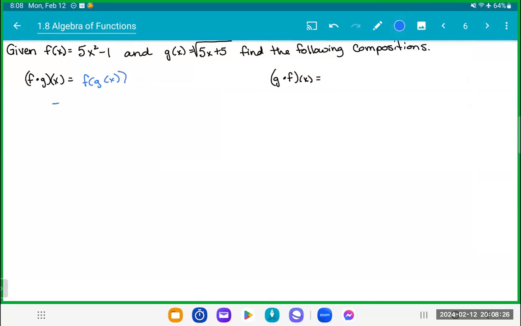So we take f, and we're going to substitute our entire g function in here. We get the square root of 5x plus 5, but that's squared, minus 1. Anytime you square a square root, they cancel each other out. So that leaves me with 5x plus 5 minus 1. So that's 25x plus 25 minus 1, and it'll finally simplify to 25x minus 24.